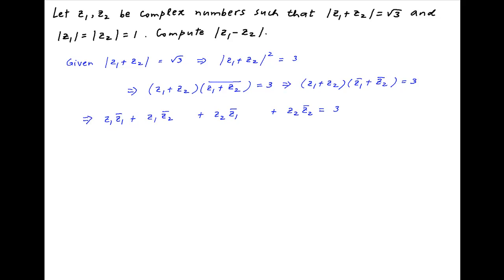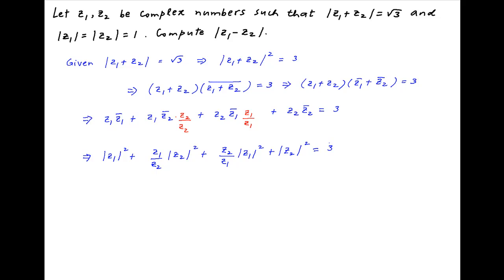Now multiply and divide the second term by z2 and multiply and divide the third term on the left hand side by z1. Therefore, this equation can be written as absolute value of z1 squared plus z1 upon z2 times the absolute value of z2 squared plus z2 upon z1 times the absolute value of z1 squared plus the absolute value of z2 squared is equal to 3.